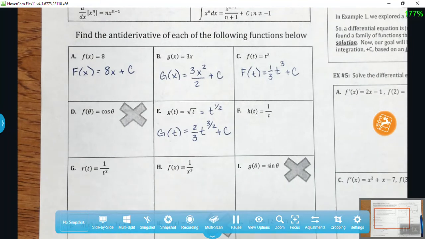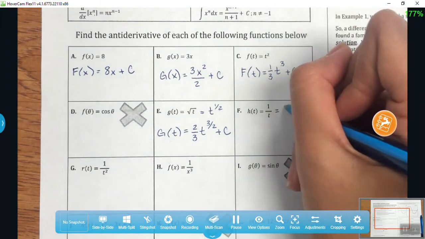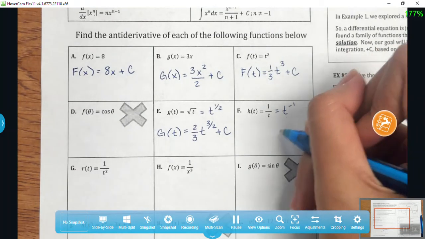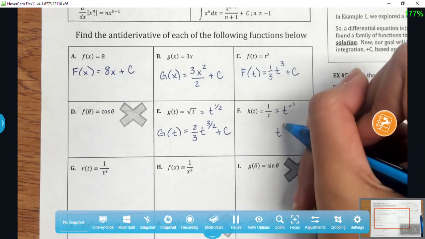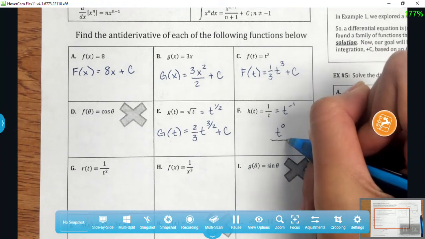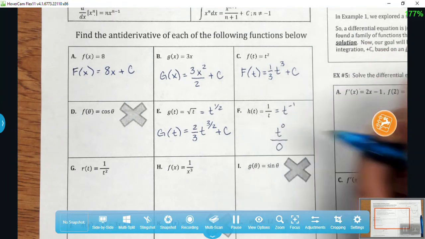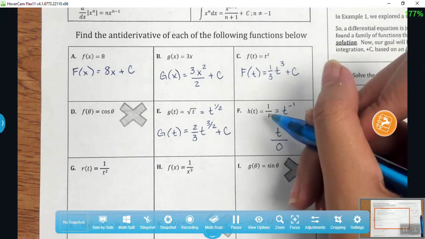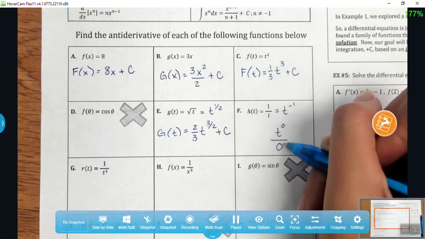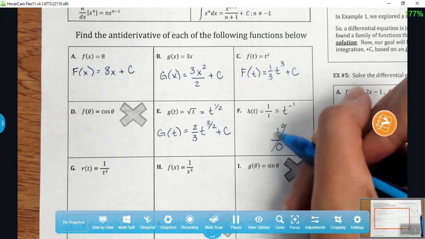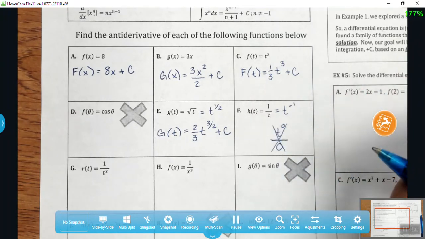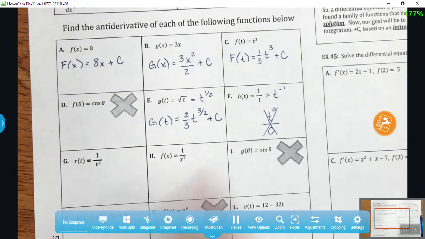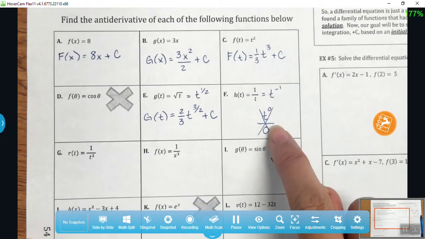All right, F, take a look at this. If this is t to the -1, then what happens when I add 1 to the exponent? It becomes t to the 0. Then I divide by 0, which I can't do. So there's a special integral for 1 over t that some of you might already know, but we'll learn later. It ends up being natural log, but we're not going to do that now. I just wanted to show you that the power rule doesn't work.